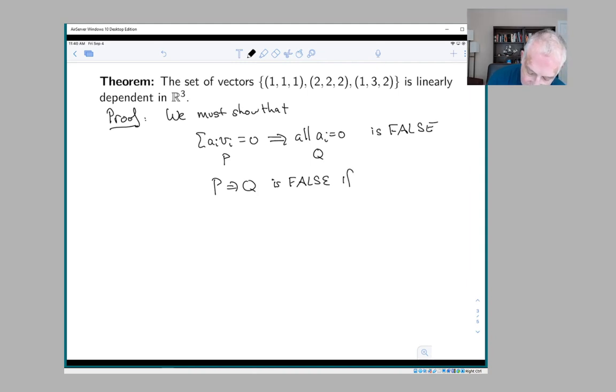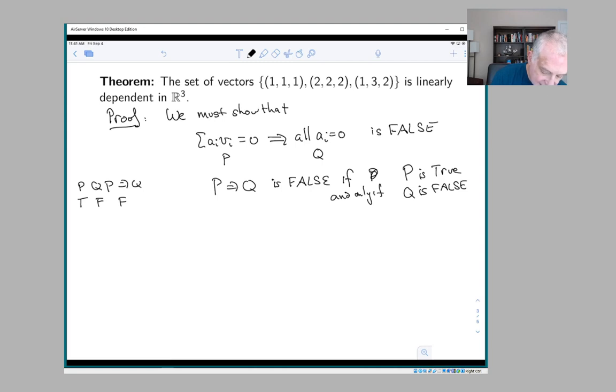if, it can happen, for example, that P is true, if and only if P is true and Q is false. You can remember that from our truth table. The truth table for P implies Q is only false when this is true and this is false. In the other cases, it's all true.